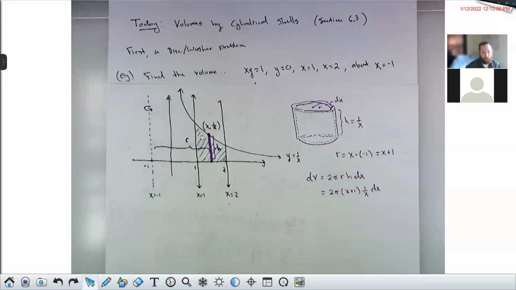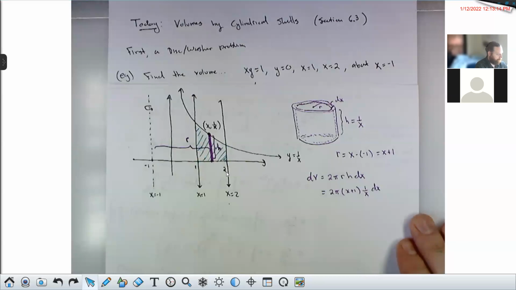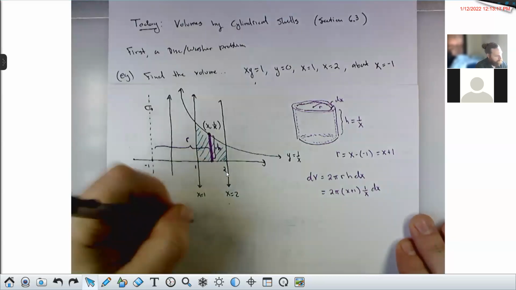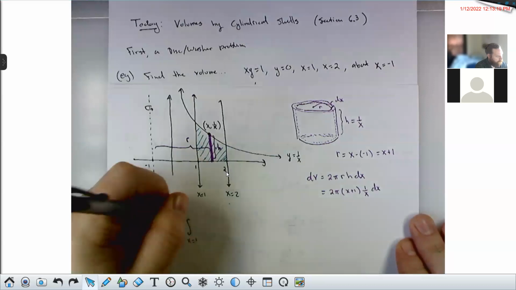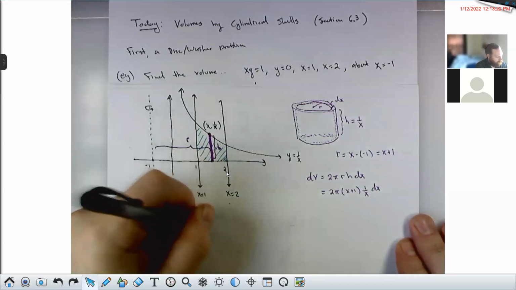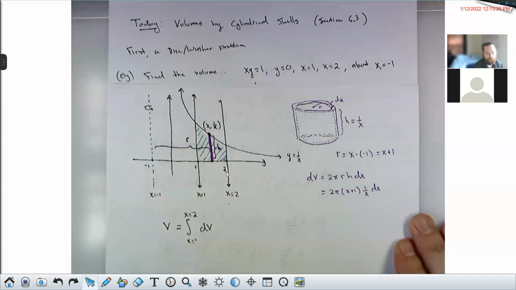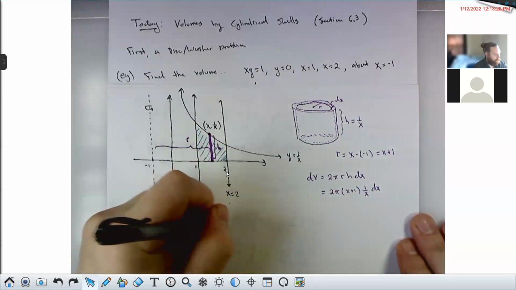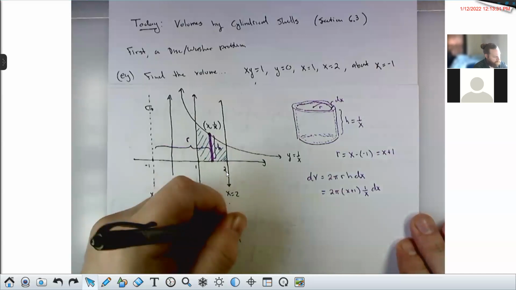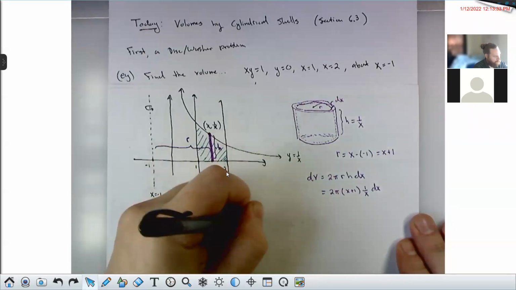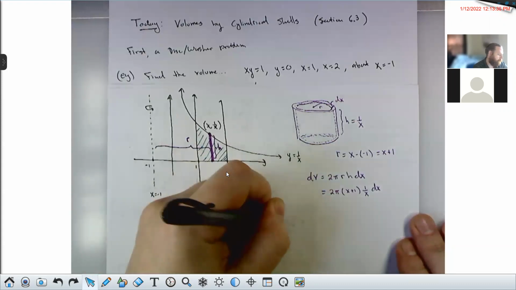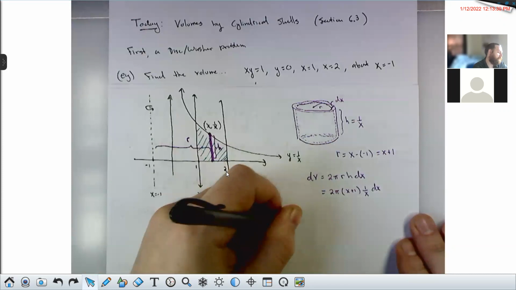And then, in order to get my total volume, I'll need to integrate that from the smallest x value in my region, the leftmost position of that strip, which is 1, to the largest x value in my region, the rightmost position of that strip, which is 2. So my total volume is the integral from x equals 1 up to x equals 2 of my little volumes, which is the integral from 1 to 2 of 2 pi times x plus 1 times 1 over x dx.